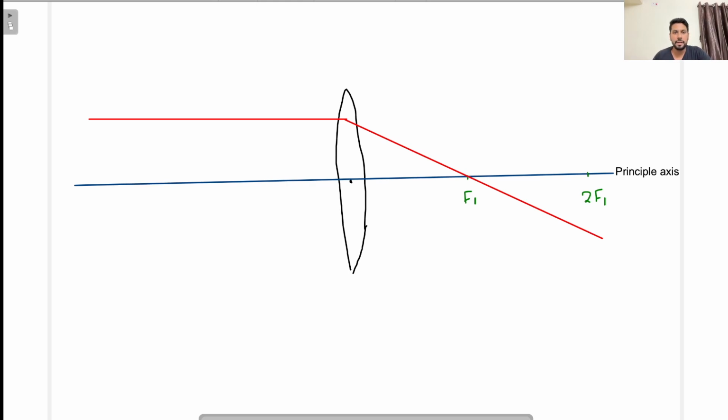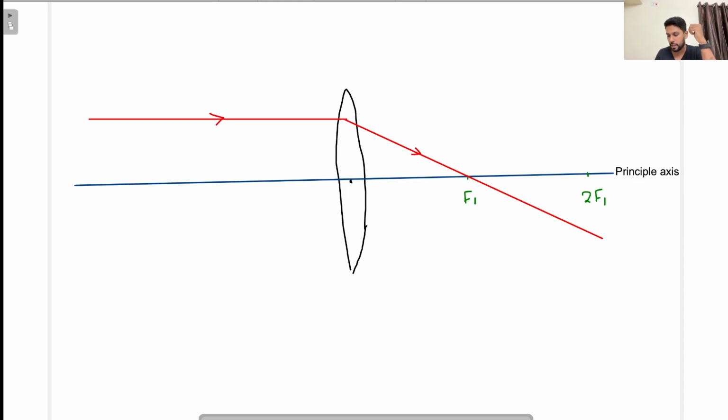If a light is coming parallel to principal axis, after the refraction, you technically know that it is refraction that is happening in the lens. Why? Because glass is refracting the light. Now you already should be knowing what is refraction. It is because of refraction that the light is bending towards the focus and going through the focus. That is the first rule.